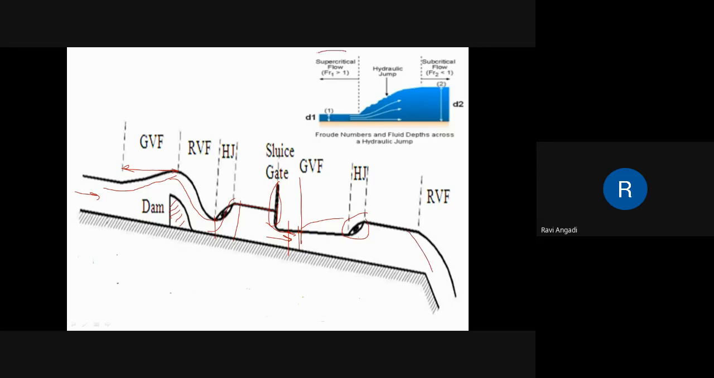Here it is given: supercritical flow, subcritical flow. Supercritical means the depth is less, subcritical means the depth is more. Supercritical means high velocity, subcritical means low velocity. In between is the hydraulic jump.